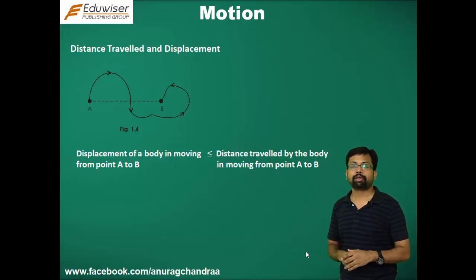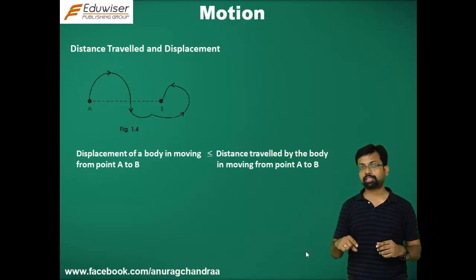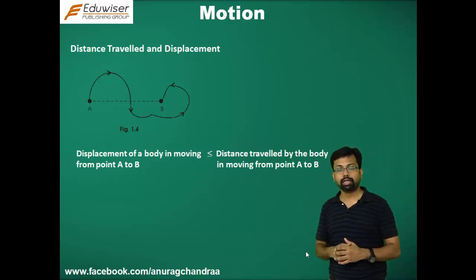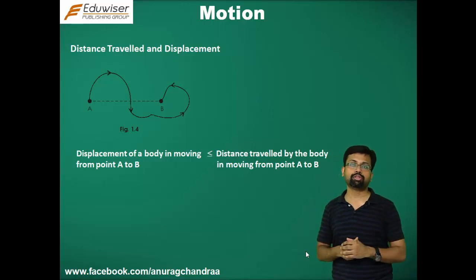Why is that? Because displacement is always going to be the smallest path. Distance could be the smallest path, or it could be any other path that the body can take. So distance will always be more, or at the most it could be equal to the displacement.